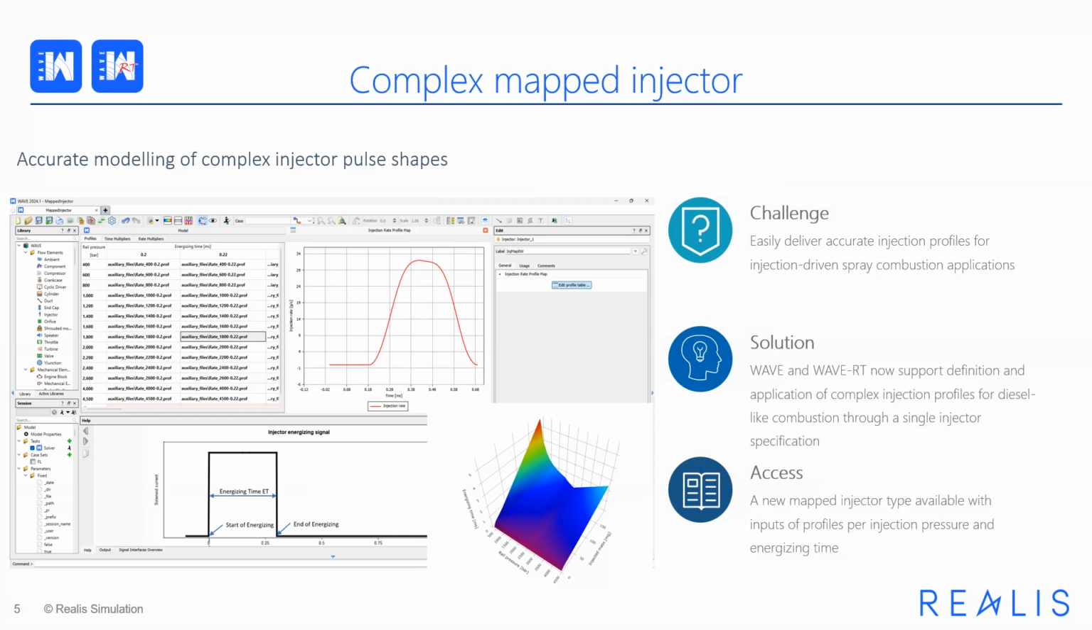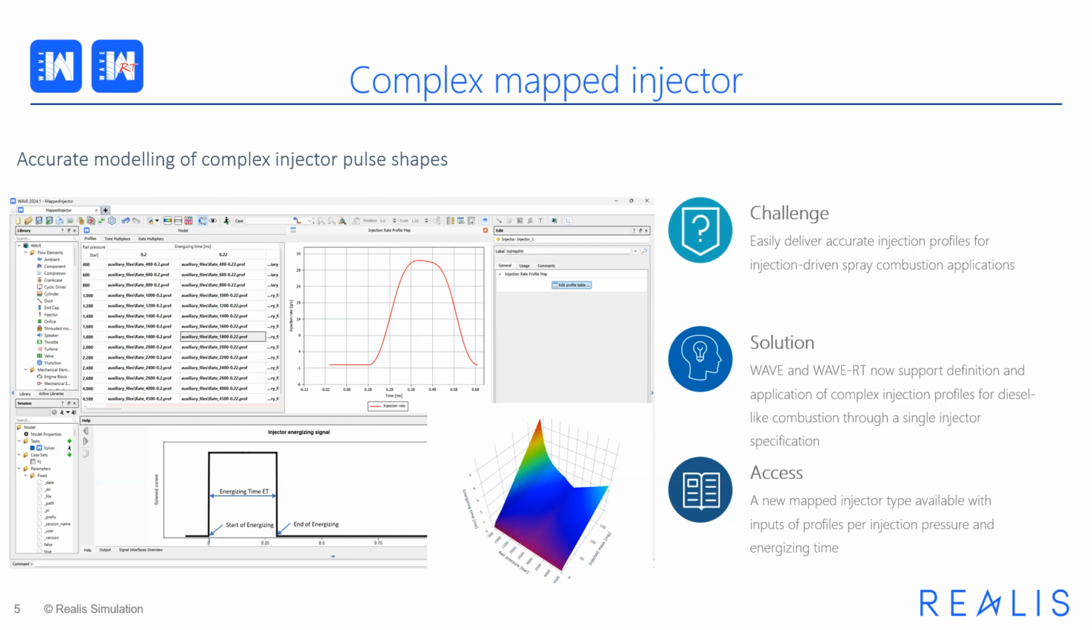Continuing the theme of improving modeling of spray-driven combustion processes, in 2024.1 we have added a new method of accurately specifying injection profile for complex injection strategies. The new injection model allows users to input the measured data as injection mass flow rate profile for each energizing time and rail pressure. WAVE and WAVE-RT will then recalculate the supplied data so that the users can drive the injection by actuating injected mass and pressure. The resulting functionality improves the modeling of spray-driven combustion for design and virtual calibration applications.